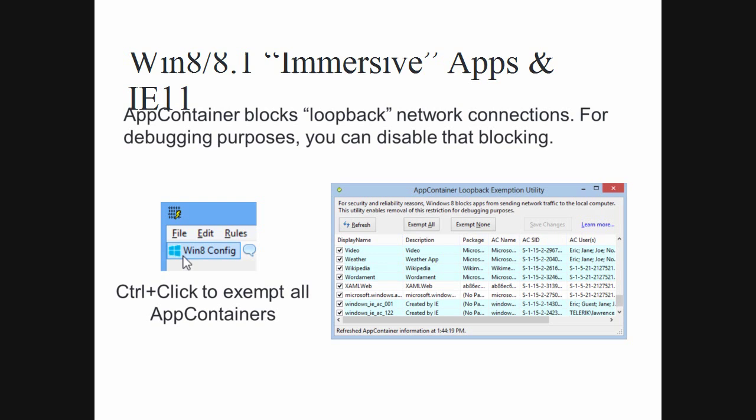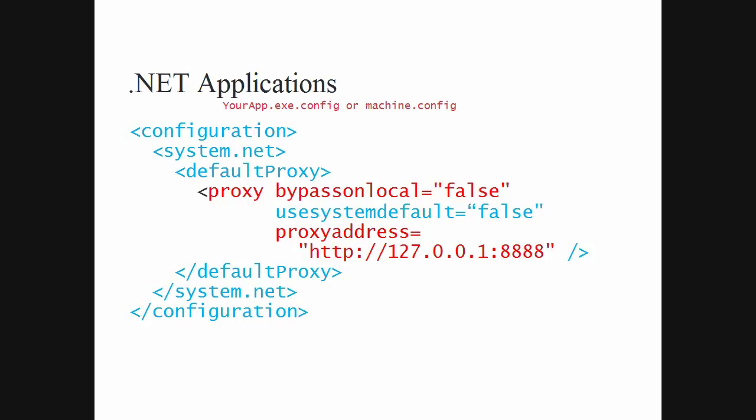For .NET applications, most of them will automatically pick up a proxy setting, but if they don't, you can edit your app's exe.config file or the machine config file and point the proxy address at Fiddler, which runs on 127.0.0.1 on port 8888. The one caveat here I would say is that if you do this inside your machine config, do not forget that you did it.